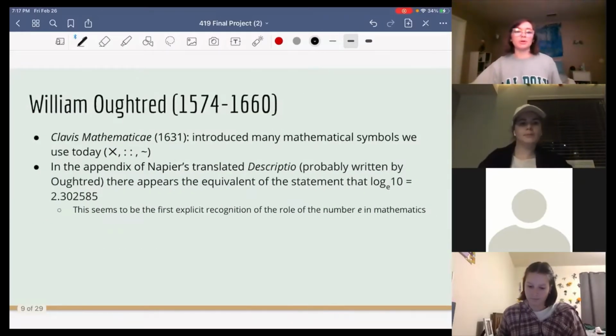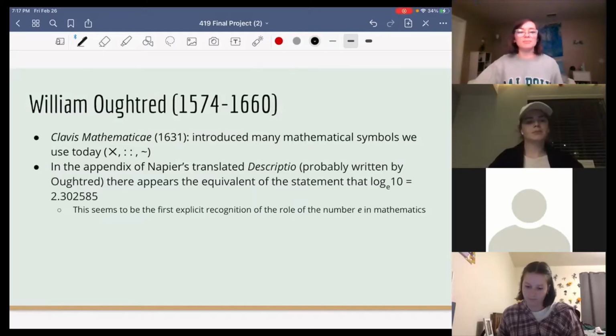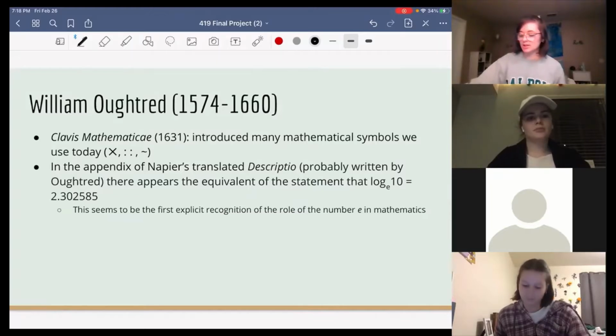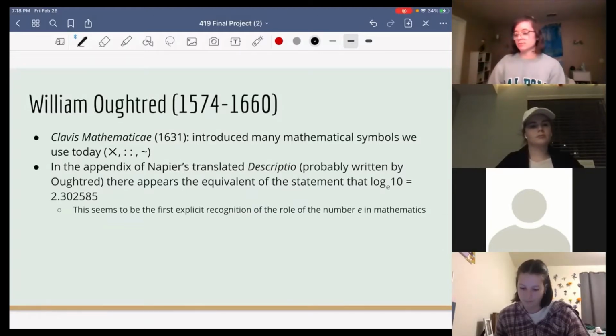All right, and then William Oughtred in his Clavis Mathematicae, he introduced many mathematical symbols we use today, such as the X symbol for multiplication, the proportion symbol where you use the colons, and then he also used the tilde, which means the difference between.